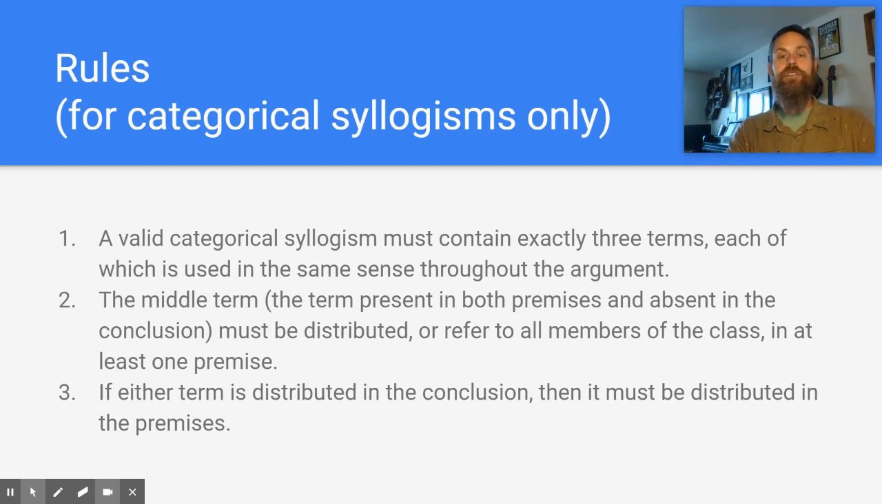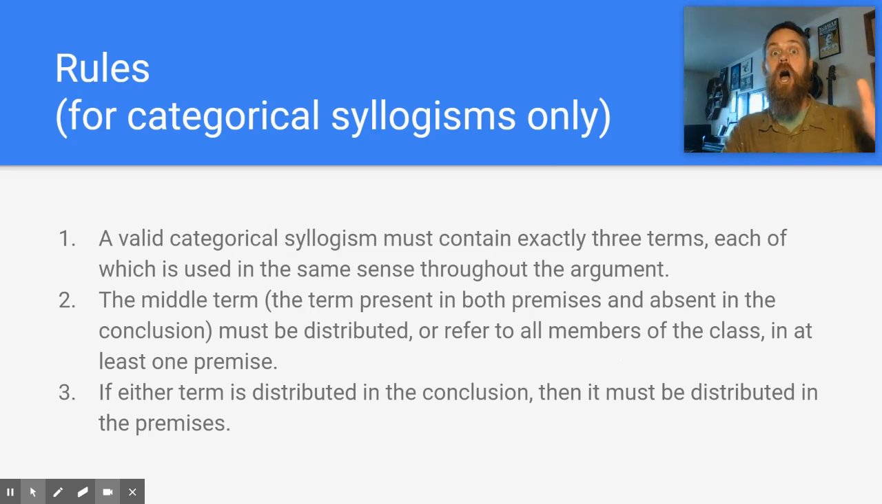The middle term is the term that is present in both premises but absent in the conclusion. Remember our examples from our deductive reasoning lecture. All A are B, all B are C, therefore all A are C. What would the middle term be? B would be the middle term, right? Because it is present in both premises, it's absent in the conclusion.